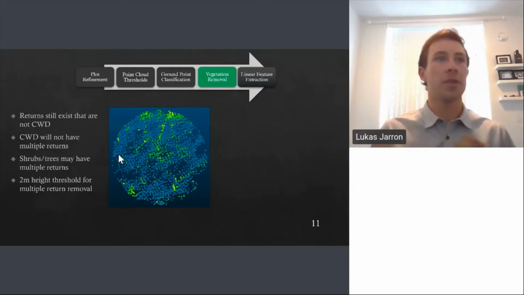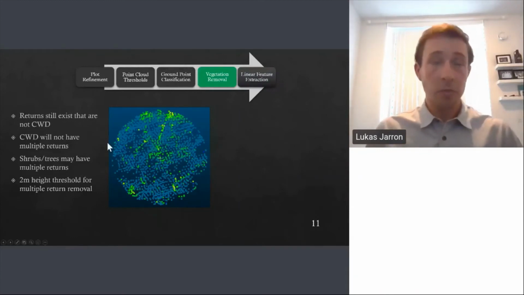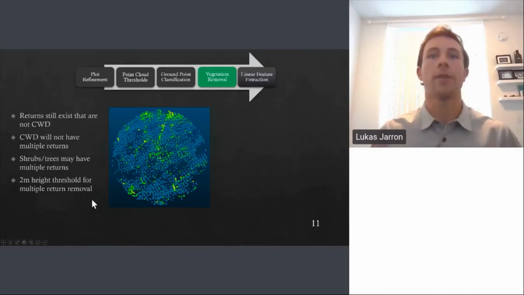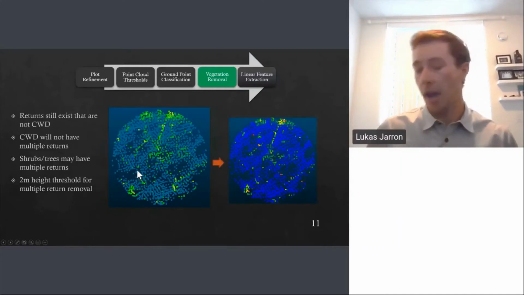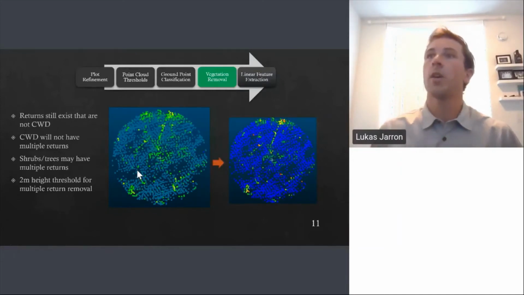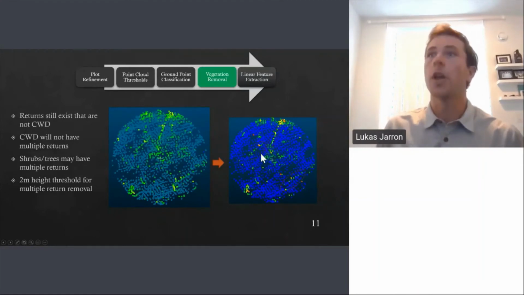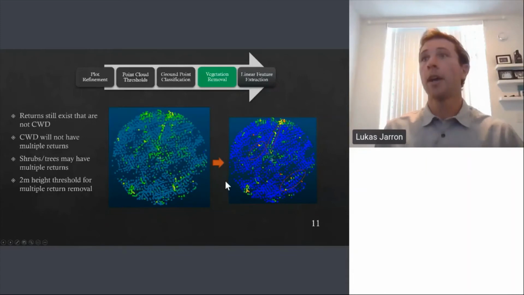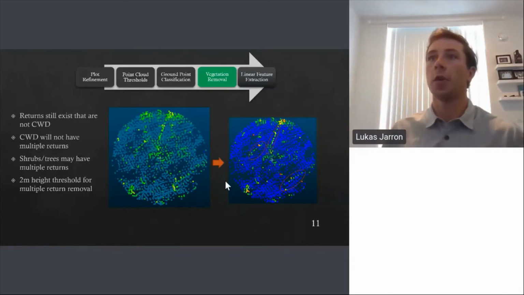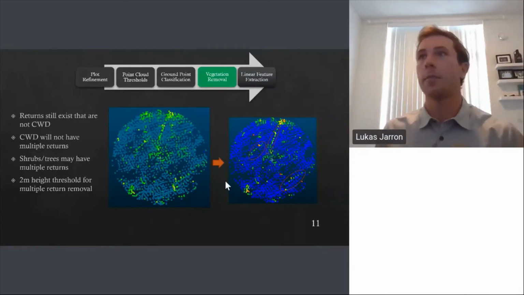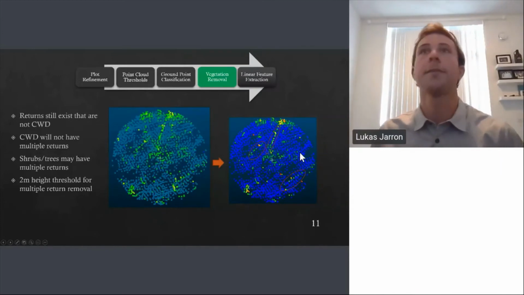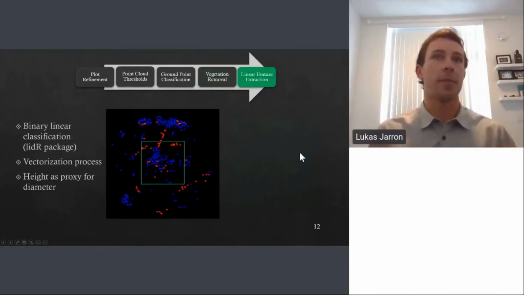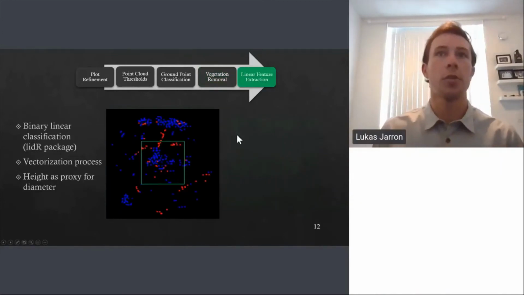So using this idea, I set a threshold where I removed all the multiple returns under 2 meters, which aims to get rid of all that vegetation. And the result is shown here on the right, where those logs have become much more apparent and there's a lot less noise surrounding them. So from here, it was a lot easier to go away and actually digitize these and make them into measurable line segments, which is my last step here. The example is shown in this photo.